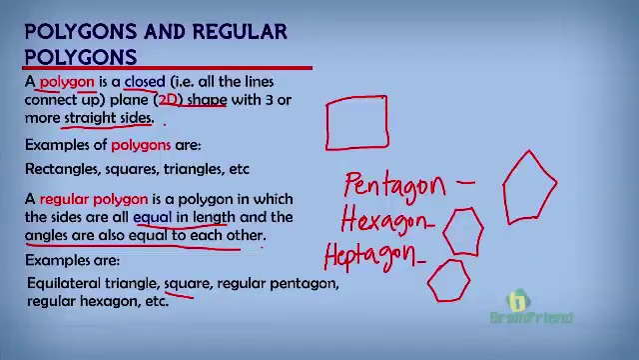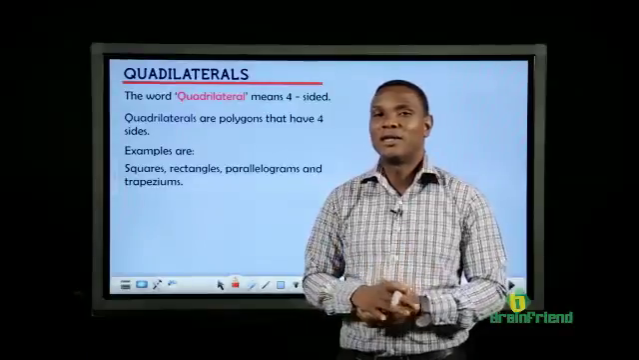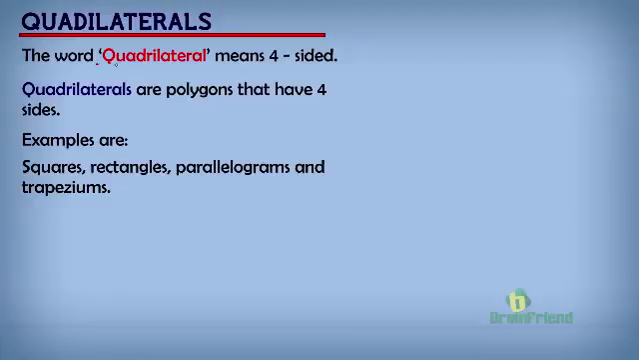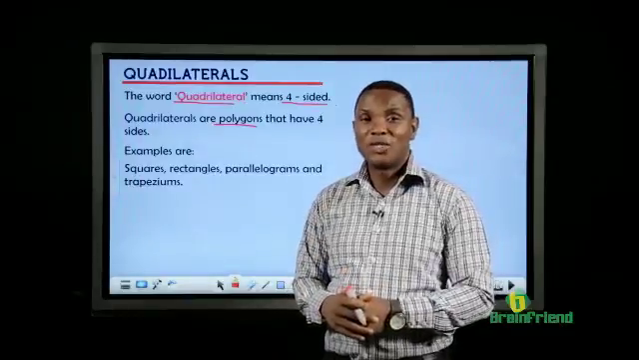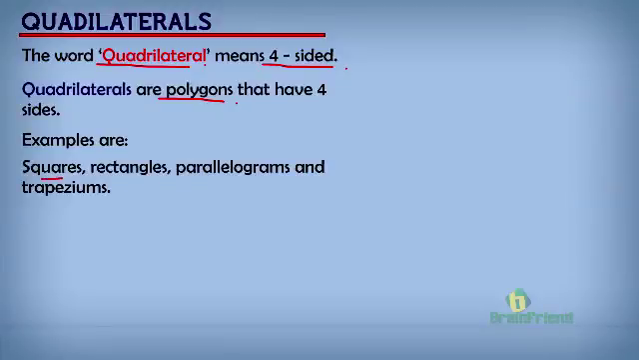Now, shapes can also be classified in another way. Let's learn about that. Polygons, like we've learned about, are also further divided into another class of shapes, which we call quadrilaterals. A quadrilateral simply means a 4-sided shape. So a quadrilateral is a 4-sided polygon. Examples of shapes that fall into the category of quadrilaterals are squares, which have 4 sides, rectangles, which have 4 sides, parallelograms, and trapeziums all have 4 sides.